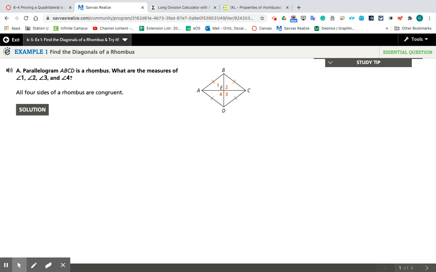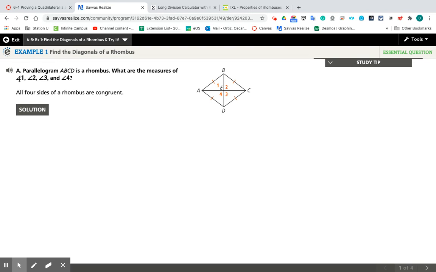In this video, we will learn about some properties of a rhombus. A rhombus is a quadrilateral with all sides congruent. So the one that you see here, A, B, C, D, is an example of a rhombus. You can see the sides marked with the same labels indicating they are congruent.